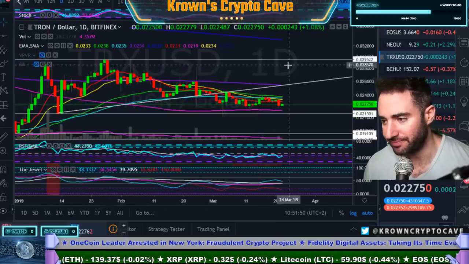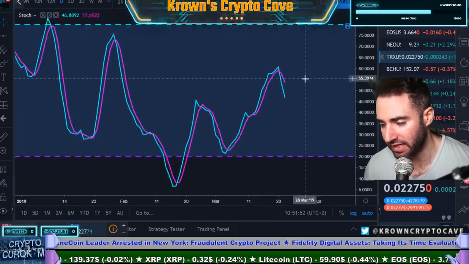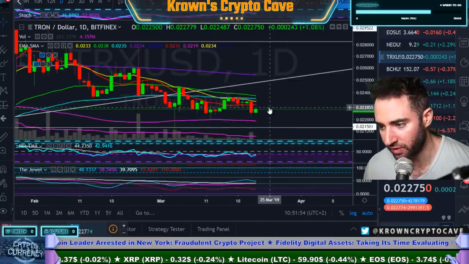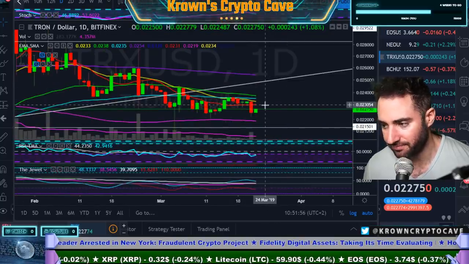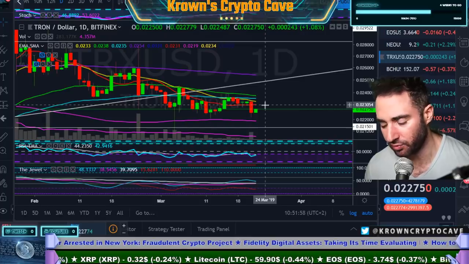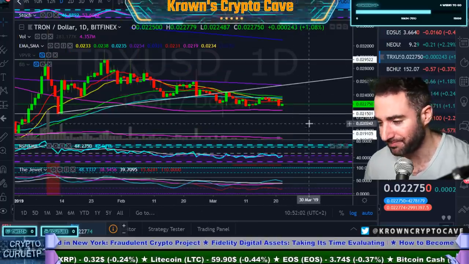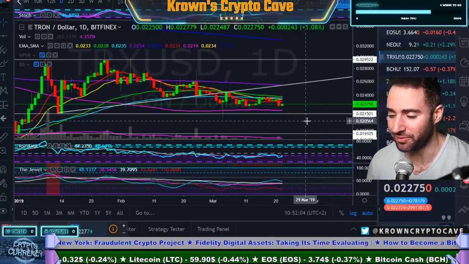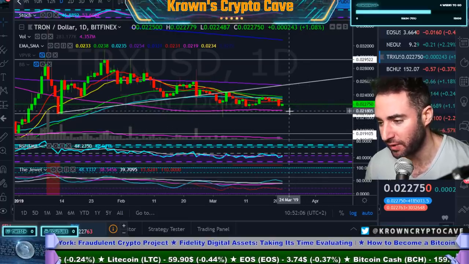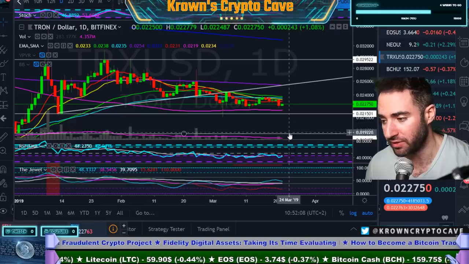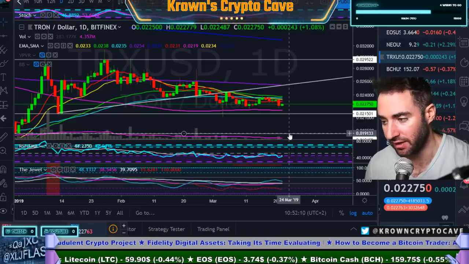By the same token, we do have Daily Stochastics headed down. We did lose all of these moving averages right here. Maybe 2.3 cents acts as resistance, and you can get another trade off. Again, it's not finished, but right in the middle of a range, I really don't like a trade right there. If we can break 2.19 cent, I'd be looking for a move down to 1.19 cent. That would be pretty nice.